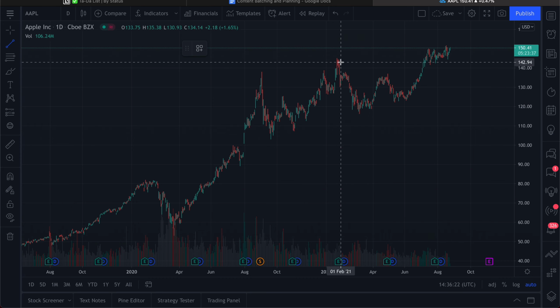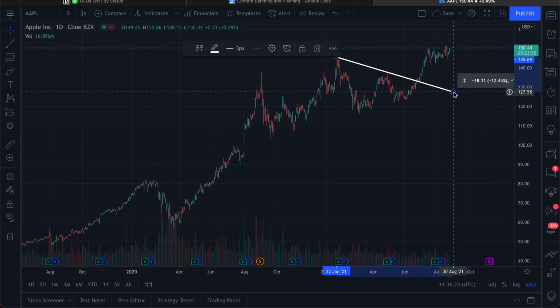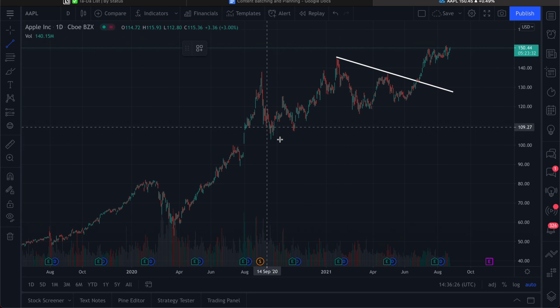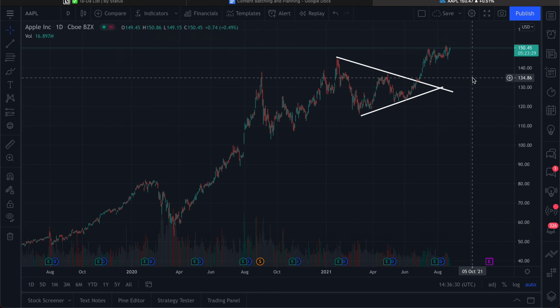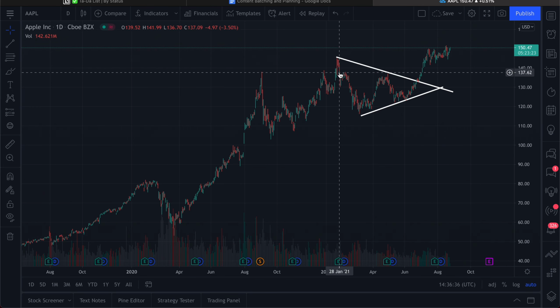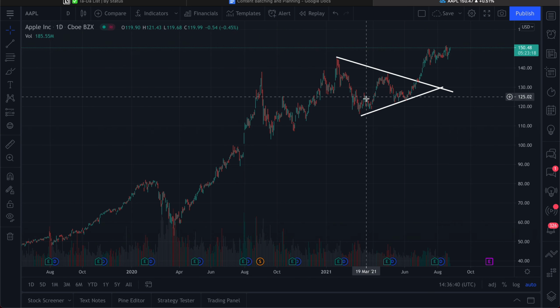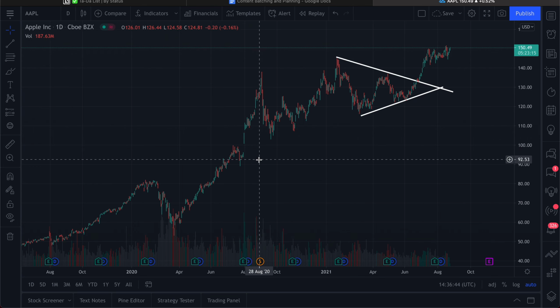So if we come in here, we can see that our highs are getting lower here, and we can also see that our lows are getting higher as well. So what is this? Well, this is a symmetrical triangle breakout pattern. As you can see here, we do have a previous trend. We actually have a long-standing previous trend. We kind of consolidate, and then we break out to the upside because that's where the trend was before that.